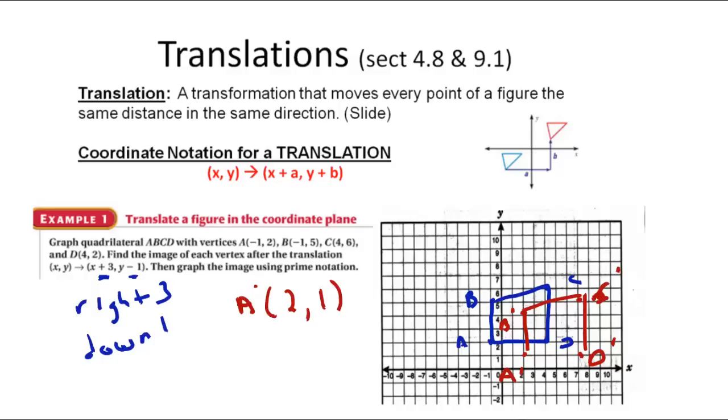So I can either list my points and then plot them. -1 plus 3 is 2. 5 take away 1 is 4. C, 4 plus 3 is 7. 6 take away 1 is 5. D prime, 4 plus 3 is 7, and 2 minus 1 is 1. And if I counted each of my points, you'd see that's where they landed. So if you're a visual person, you can plot it visually. If you're one that likes to work with numbers more and then plot, you could do that as well.